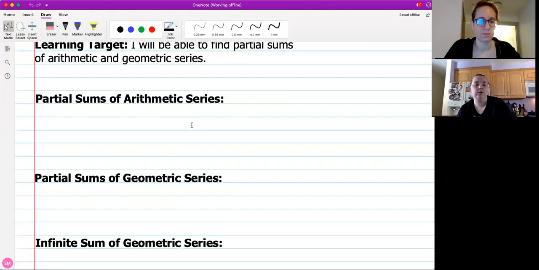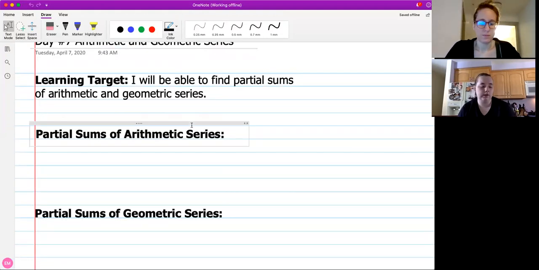All right, so for just a quick review, partial sums are when you take a certain number of terms in a sequence and add them all together, and that's the partial sum of that series. Yesterday your homework walked you through some things. It was kind of a guided notes section, so hopefully you did that. Okay, so today we are looking specifically at arithmetic and geometric series.